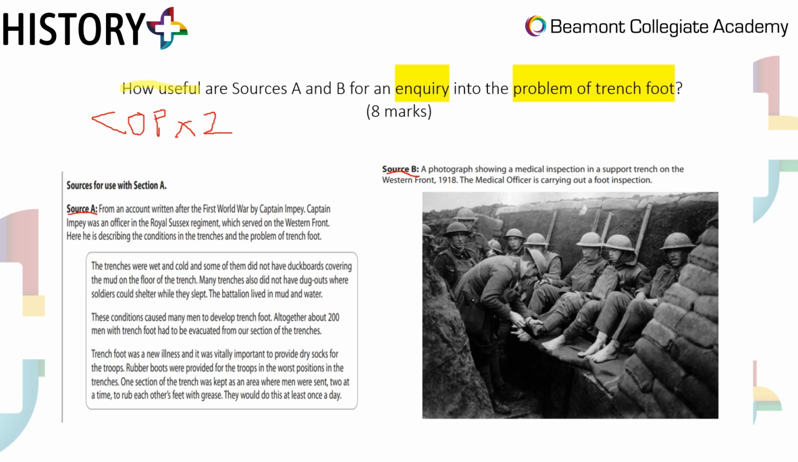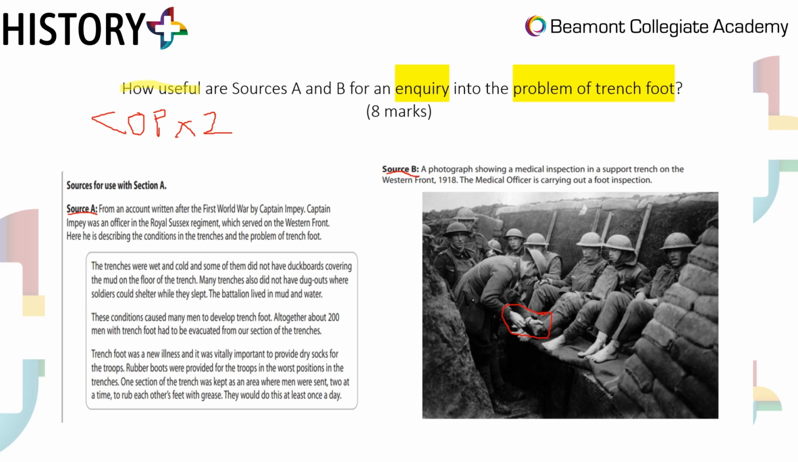As you can see here, you've got a mixture of sources. You may get 2 written sources, or you may get a written source like shown here and a photographic source or some sort of picture source. When it comes to your picture sources, for your content, you are saying what you can see. For example here, the medical officer is carrying out a foot inspection. That is useful because it shows us that they were taking precautions in order to prevent trench foot.